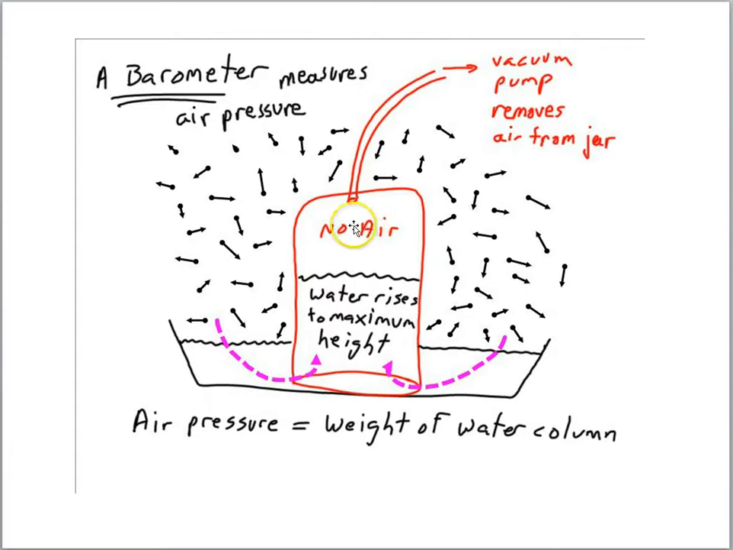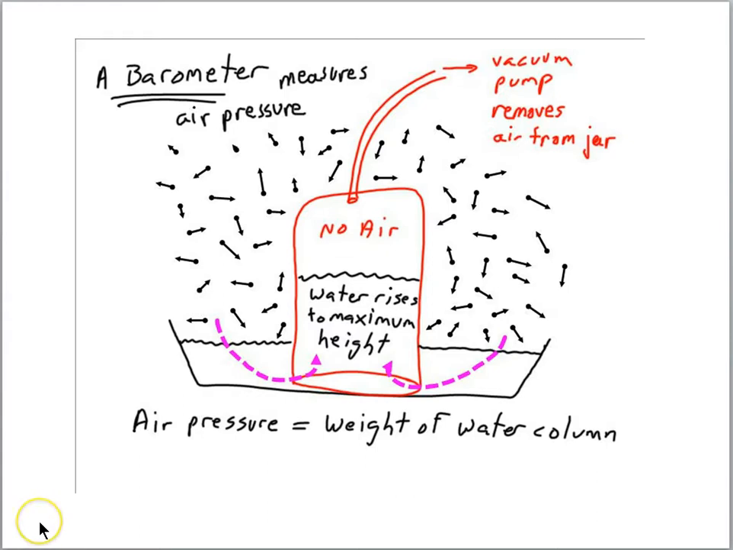So if we evacuate all the air, the water will rise to some maximum height. In fact, this is how a barometer works. It measures air pressure. So the higher the outside air pressure, the higher the water will be pushed up. So in other words, you're sort of measuring the weight of the air by comparing it to the weight of the volume of water that gets pushed up inside this jar.